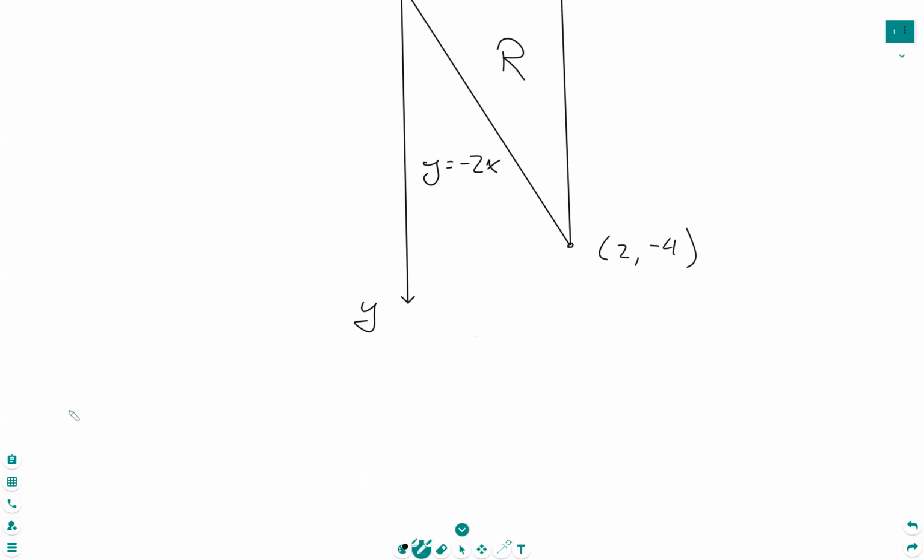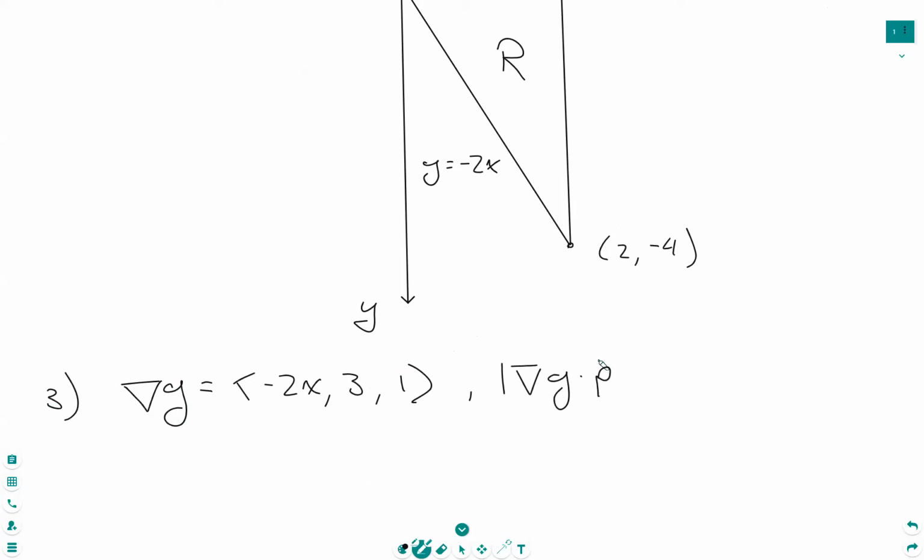So now for step 3, we look at our gradient. So we have the gradient of g here, which is (-2x, 3, 1). We'll also look at the magnitude of the gradient dotted with p, which in this case was just k. So why don't we just go ahead and put a k there. So this is the z component, which is the absolute value of 1, which just ends up giving us 1.